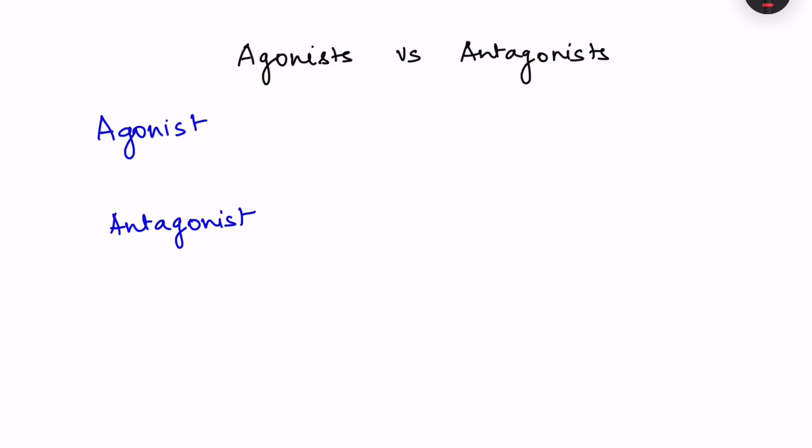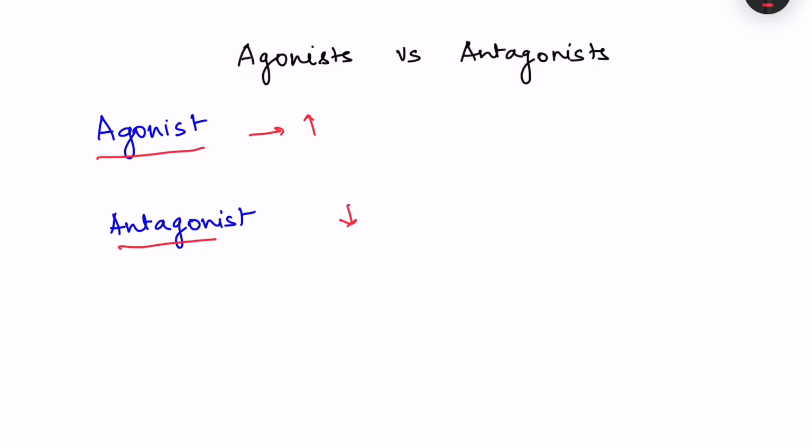So what are agonist drugs? Agonist drugs are the drugs that increase the action of a ligand. Suppose there is a physiological ligand for a particular receptor, say adrenaline for beta receptor. And if there is a drug which increases this action, that is known as an agonist. On the other hand, an antagonist is something which decreases the action of the agonist or the ligand.